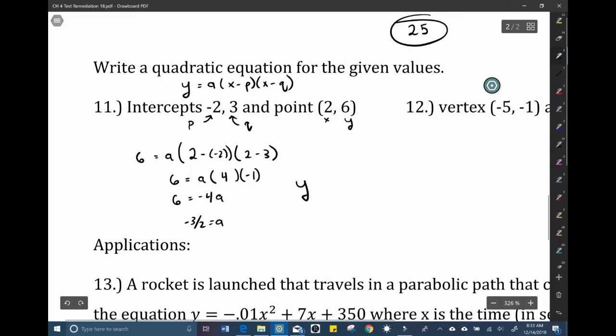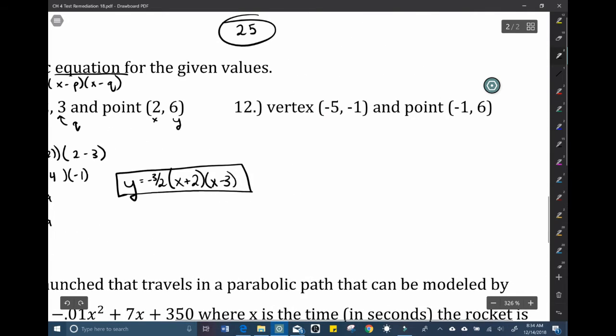What I asked is that you write an equation. Okay, this is your equation. y equals negative 3 halves, and then you'd have x plus 2 and x minus 3. That is the equation. Okay, vertex, and these forms were given to you.